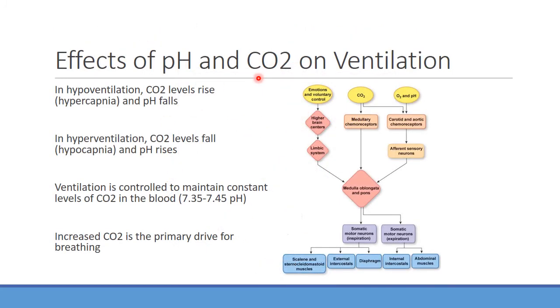So looking at the effects of pH and CO2 on ventilation, I mentioned that in hypoventilation, CO2 levels end up rising. If I'm not breathing enough, I'm not exchanging enough CO2. They call it hypercapnia, and pH should fall at that point. In hyperventilation, though, I'm breathing off too much CO2, because I'm exceeding the metabolic rate of the alveoli, the air that's there. So I'm breathing off a lot of CO2. That's called hypocapnia. And then you're going to see the pH will actually rise at that point. You get more alkalotic in those cases.